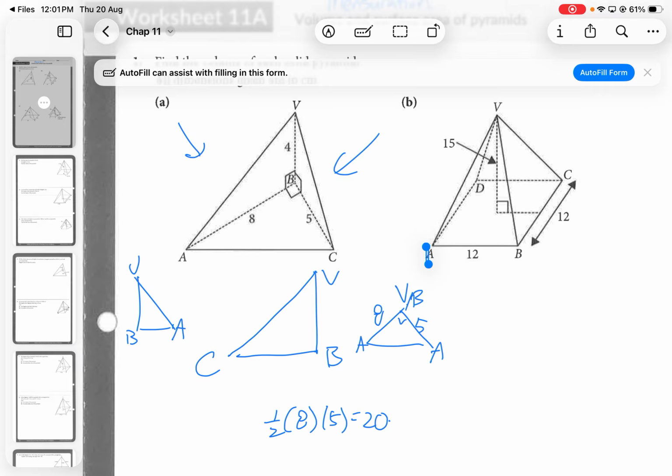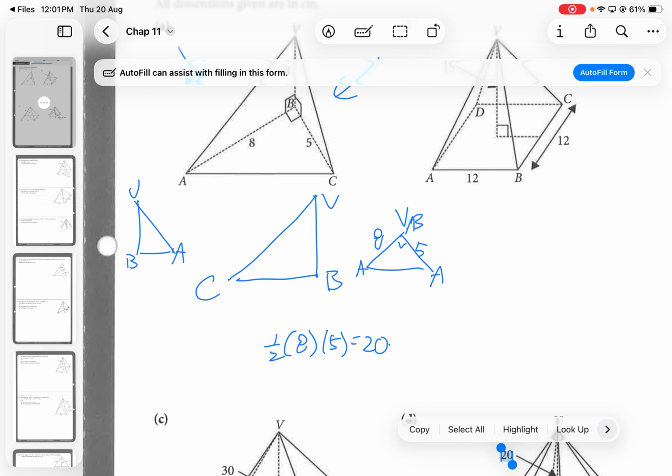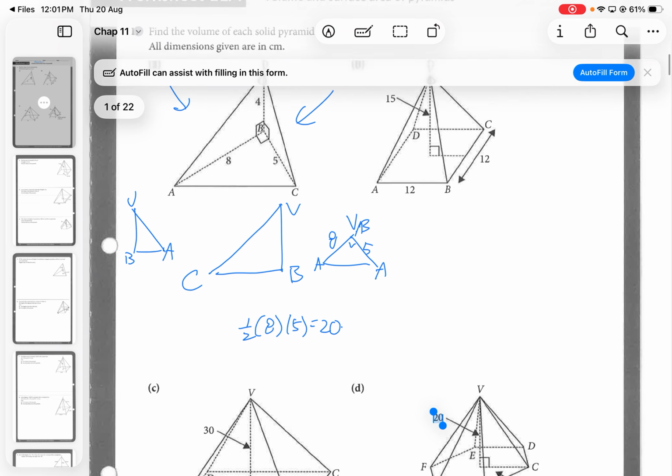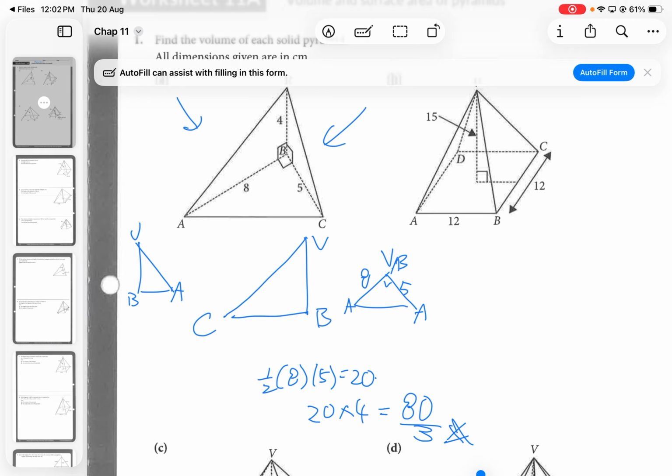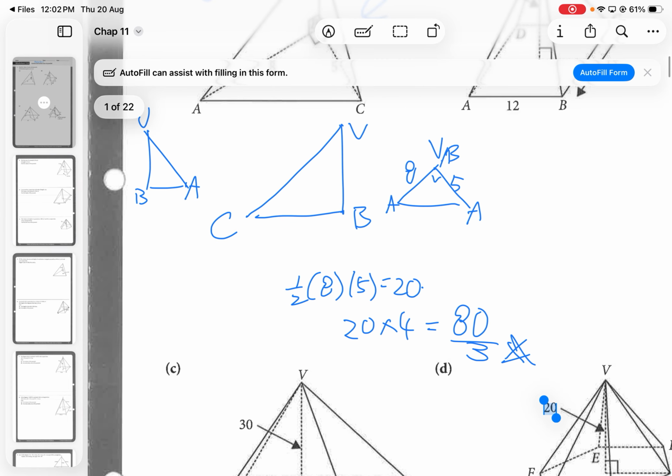If I produce it to become a prism, then I multiply by the height. The height is 4. Okay? Then the area will become 20 times 4 equals 80. But it is not the whole prism. I want 1/3 of the whole volume. So in the end it will be 80 divided by 3. Okay, 6.6666. Read the fraction. The fraction will be 26 and 2/3.